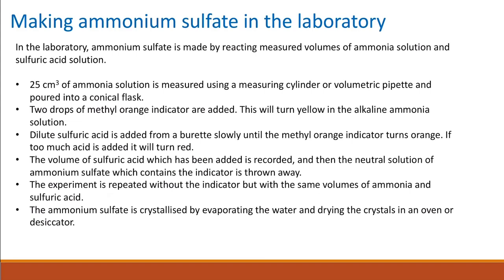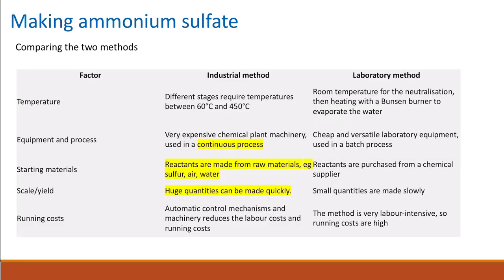Ammonium sulfate can be made in the lab as well, but it's a very tedious process and we can only use it to make small batches. The process is through the reaction between ammonia and sulfuric acid as well. However, in the laboratory, you need to react a measured volume of ammonia with a measured volume of sulfuric acid. So to compare between making ammonium sulfate in the lab or the industrial process, you need to focus here on the advantages and disadvantages.